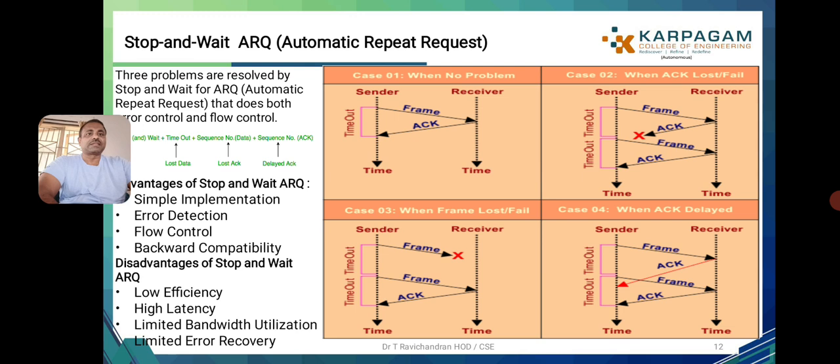So there are mainly three problems in the stop and wait protocol used in automatic repeat request. One is the acknowledgement loss, another is the frame loss, and the third is the acknowledgement received with delay. The advantages of stop and wait protocol are simple implementation, error detection and flow control, and backward capabilities. The disadvantages of the ARQ are low efficiency, high latency, limited bandwidth utilization, and limited error recovery.